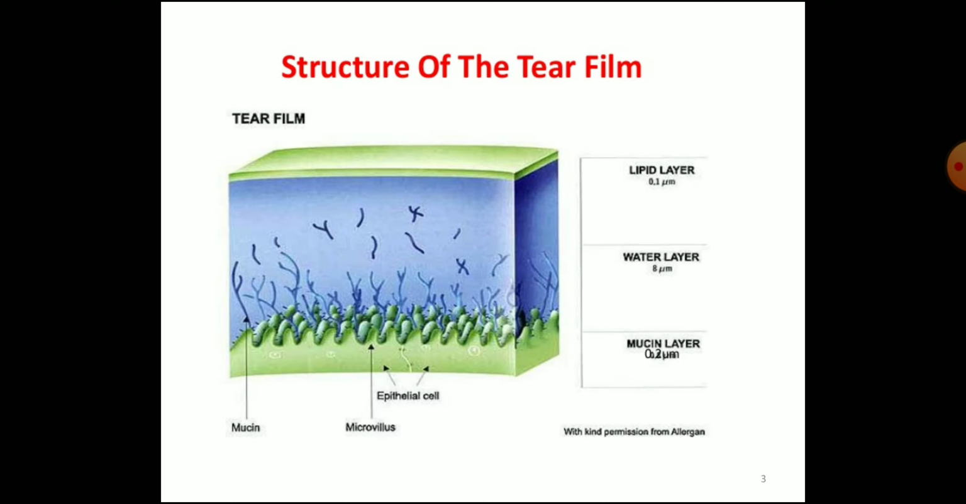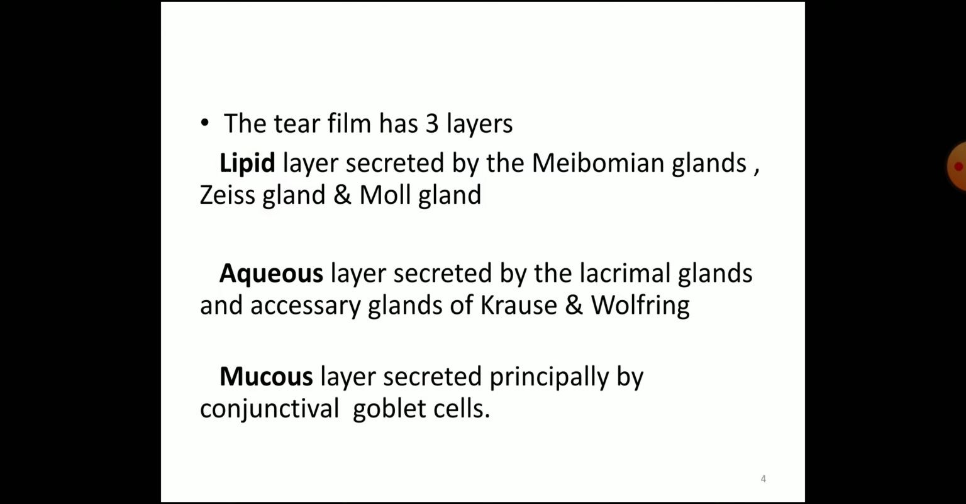Now see the structure of the tear film. You can see there are three layers for the tear film, that is the outer lipid layer, the middle watery layer or aqueous layer, and the lower mucinous layer. The tear film has got three layers.